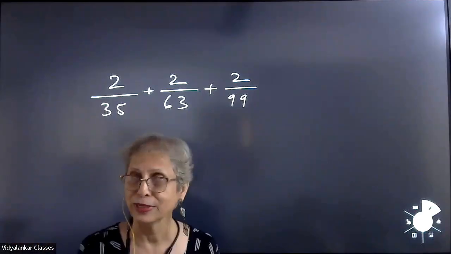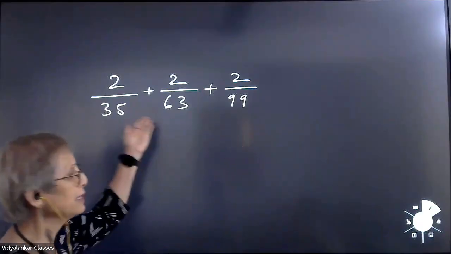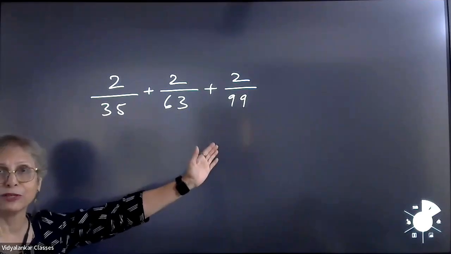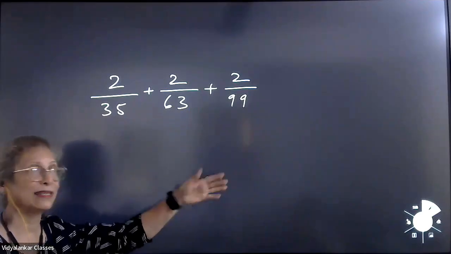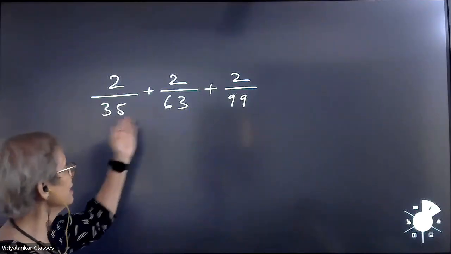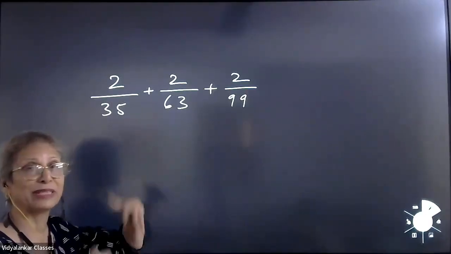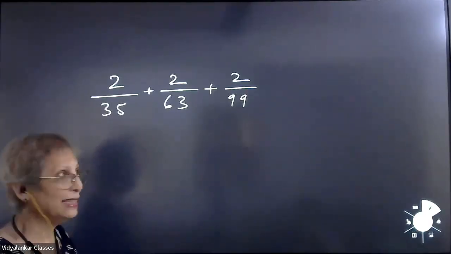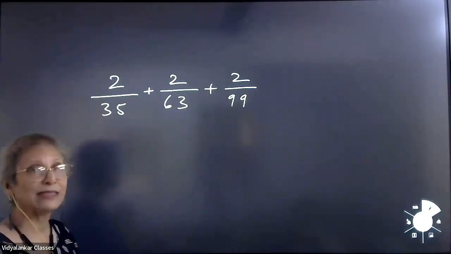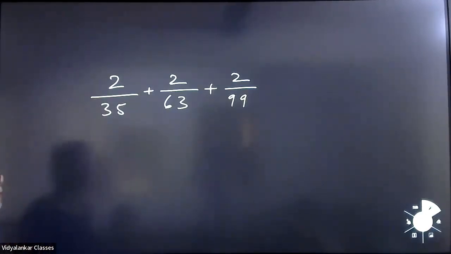And usually what we do in addition of fractions, we make the denominator same. We find the LCM of denominators, we make the denominator same and then we add. But here look at these denominators. This is very difficult to find their LCM and then make them same, right? So is there any other method? So yes, there is one more method.